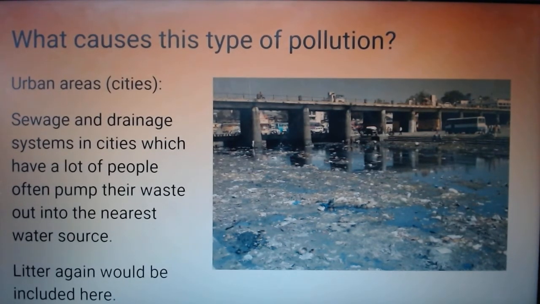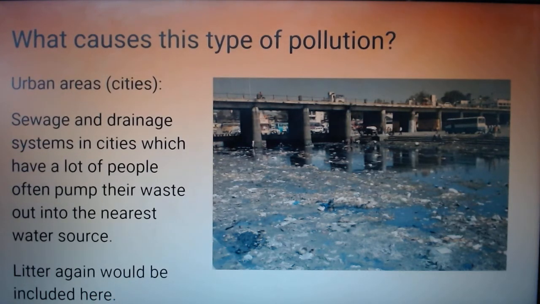Next of all, then, a big one, and this is getting worse. This is on a more individual scale, okay? Urban areas, cities, again, make a note of this. Sewage and drainage systems in cities, which have a lot of people, often dump their waste out into the nearest water source. Again, if you look at any map, most major cities are built along riverways or beside the ocean. So when cities start to get too big, the sewage system cannot keep up. The drainage systems can't keep up.